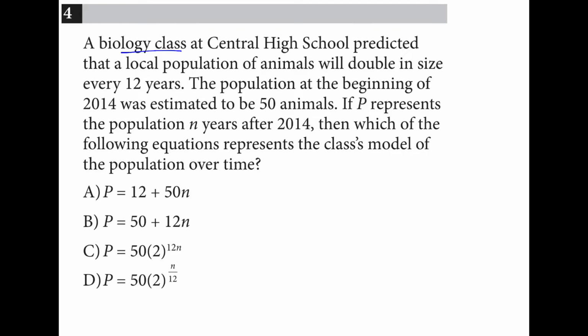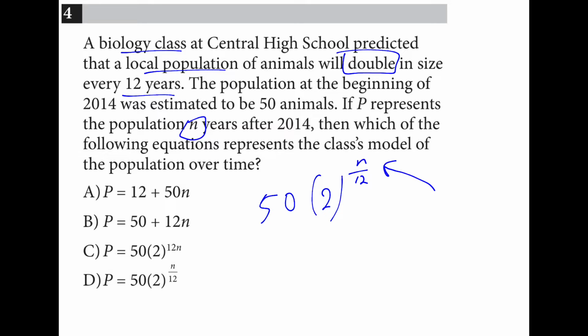So a class predicts that a local population of animals will double in size every 12 years. It started at 50, and how can we get to n years? Well, we are going to double for the number of years divided by 12. Every time this reaches 12, we multiply it by 2 again. This is an exponential growth. It's not constant. It's being multiplied by a value.